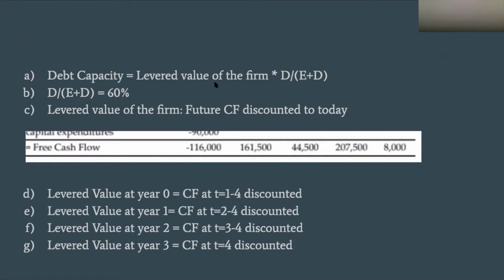Here you see the debt capacity is the levered value of the firm times the amount of debt that the company has in this project. And we know that it's 60%, and we know that the levered value of the firm is the future cash flow discounted to today's value. So in order to receive the levered value at year 0, we discount the cash flows received at year 1 to 4 to today with a WACC rate. And the levered value at year 1 is received by discounting the cash flows from year 2 to year 4, and so on.